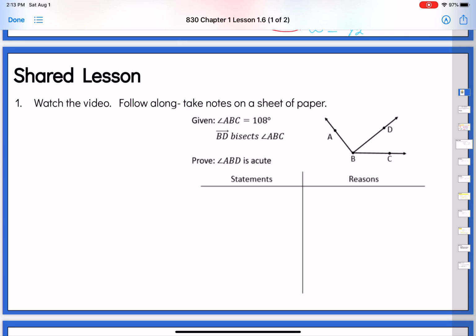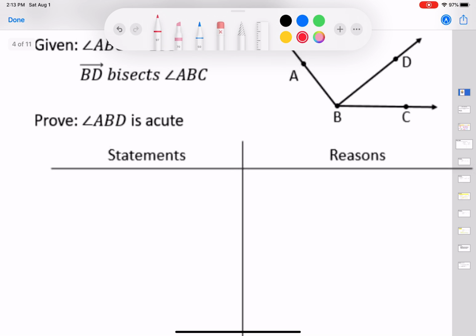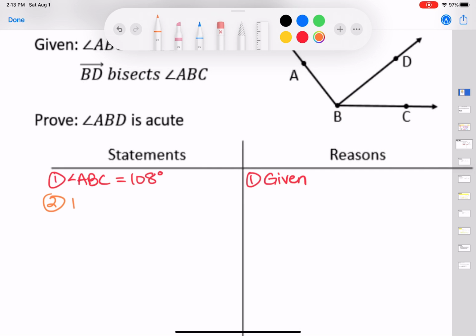Okay, so to start off, we have angle ABC is 108 degrees. I'm going to zoom in here a little bit and start writing my 2-column proof. So step 1, angle ABC equals 108 degrees. Given. All right. Step 2 is that ray BD bisects angle ABC. And that is also given.